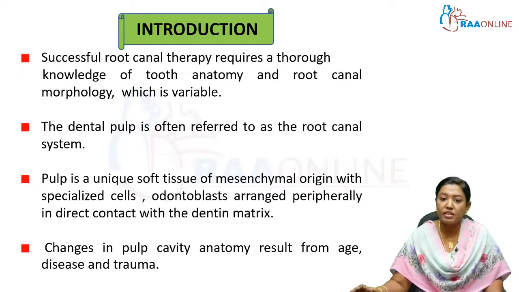The pulp is basically a soft tissue of mesenchymal origin, and it is developed from certain specialized cells, and the odontoblasts are arranged peripherally in direct contact with the dentin matrix. The odontoblasts are responsible for the development of the dentin. Many changes occur in the pulp cavity depending upon the age, when it is affected by disease, and when trauma occurs to the particular tooth.